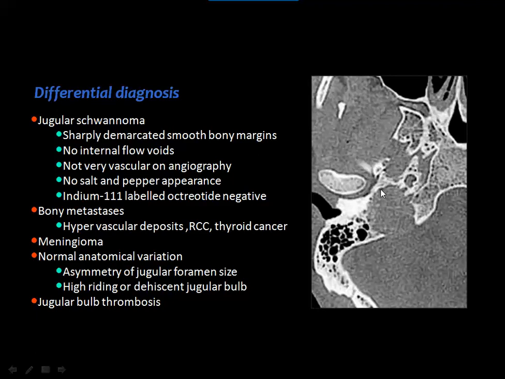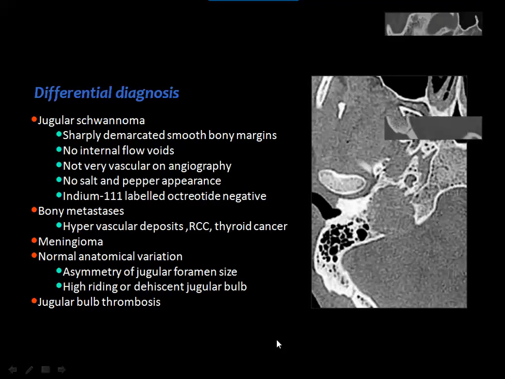So many lesions can do this, and the differential diagnosis includes the jugular schwannoma. And schwannoma is a benign lesion. It does not cause too much erosion, but it may lead to widening of the jugular fossa, and there is no salt and pepper appearance, which is characteristic for the glomus tumor. And this lesion is not hypervascular on angiogram, but the glomus tumor is hypervascular.